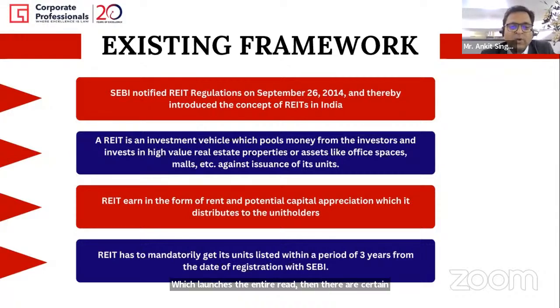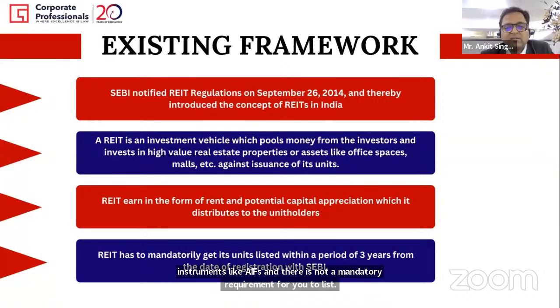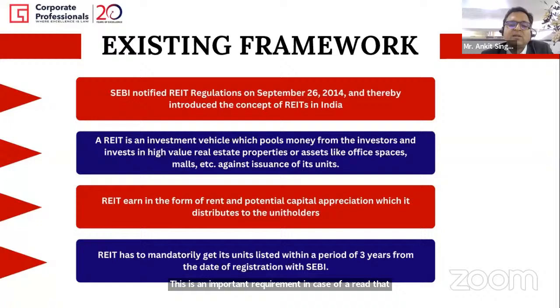There is also a requirement for every REIT to be registered in India with SEBI. And there is a requirement of mandatory listing on the exchanges within a period of 3 years. Once you get a registration with SEBI, you get 3 years plus one additional extension year to get yourself listed on the stock exchanges in India. While in case of other instruments like AIFs, there is no mandatory requirement to list, this is an important requirement in case of a REIT. Once you create a REIT and register with SEBI, you have to mandatorily list within that period. In case you are not able to list, then you have to dissolve the REIT and refund the money you have taken from the investors.